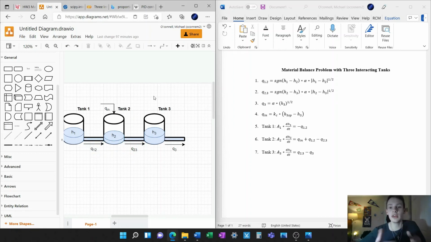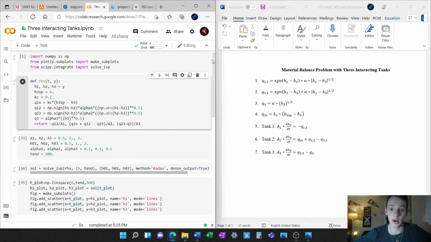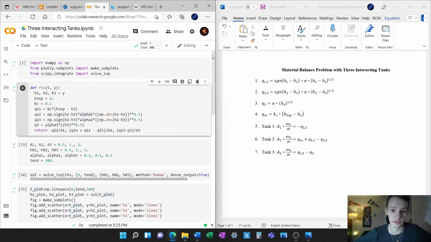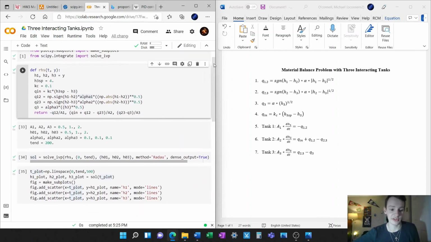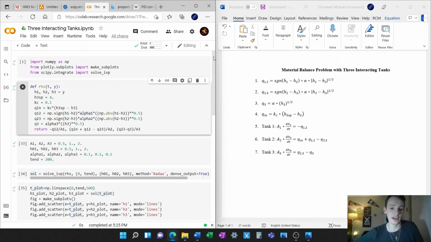So hopefully this is a good example of a material balance problem, and it helps you grasp further understanding about interacting tanks and flow of fluid and conservation of energy, conservation of mass, all those fun concepts that you've learned in high school and into college.